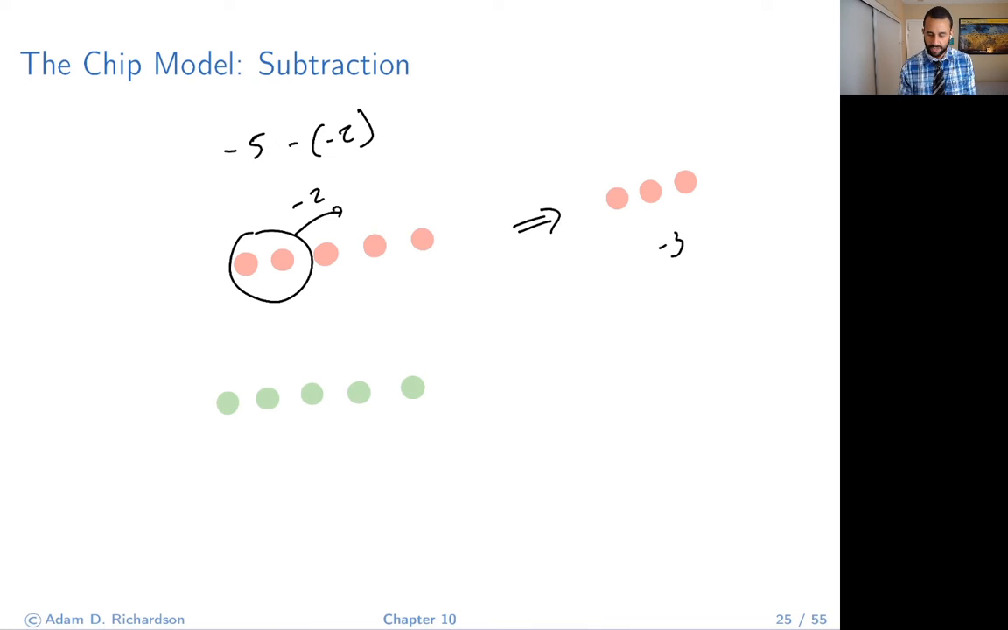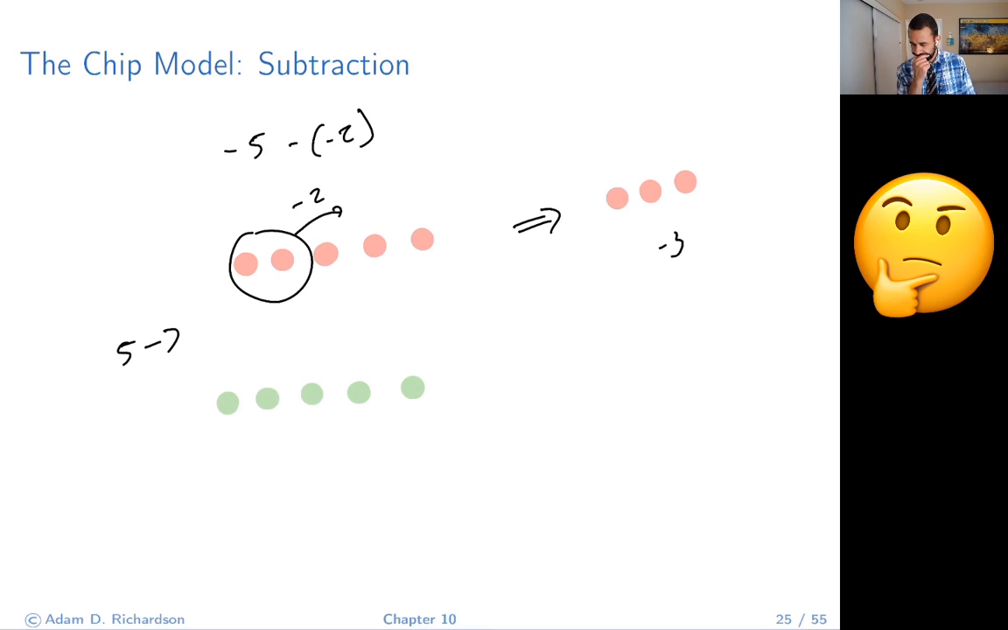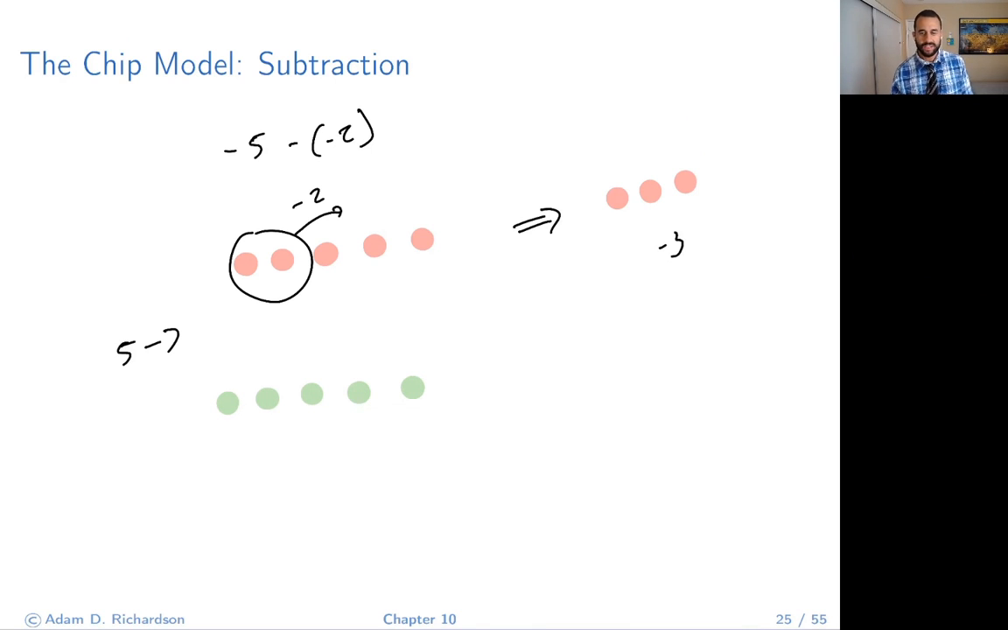But you can already see there's a problem, right? How can I take away 7 when I only have 5? How can we get around this? Think about it for a moment. We have to be able to take away 7, but we've only got 5. How can we get 7 in there without changing the value? Let's talk about it.